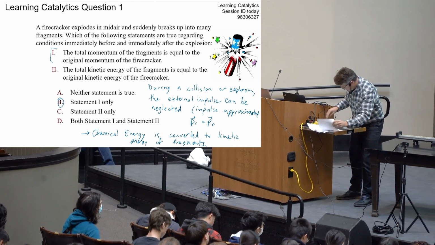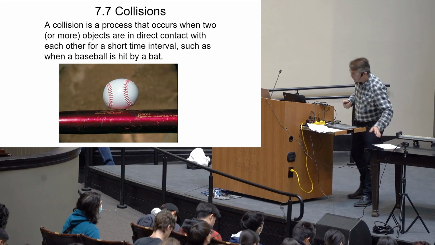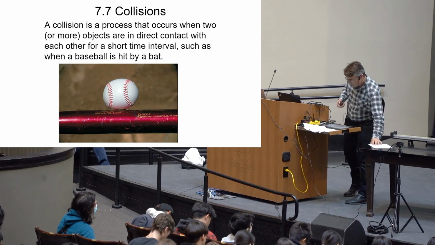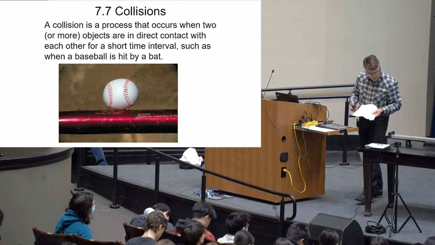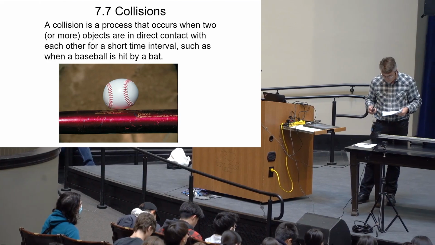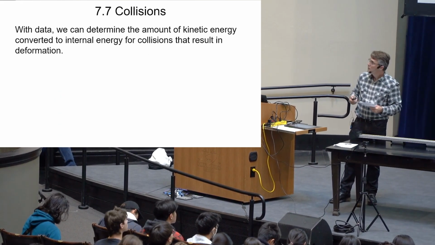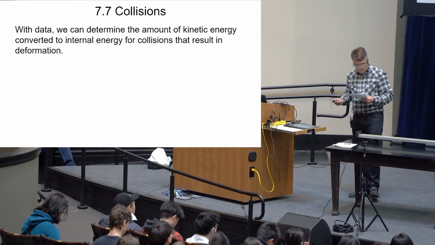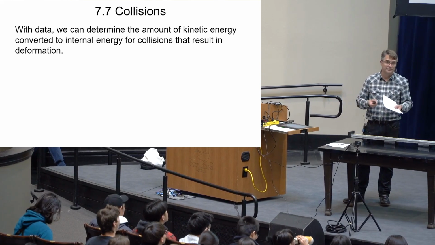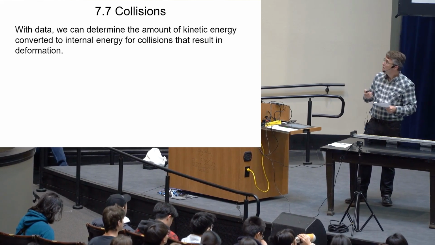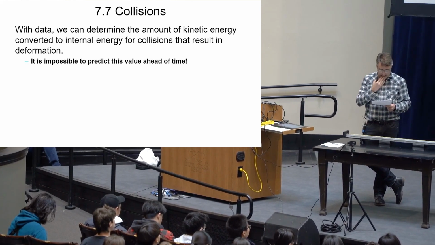Okay. So, we're on 7.7. Collisions. A collision is a process that occurs when 2 or more objects are in direct contact for a short time interval. So momentum is conserved. Kinetic energy is not necessarily. So with data, we can determine the amount of kinetic energy that is either converted into internal energy or maybe converted out of chemical energy or something. But you can't predict ahead of time how the kinetic energy will change.